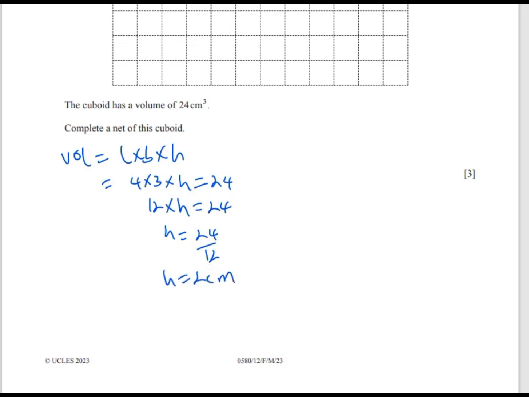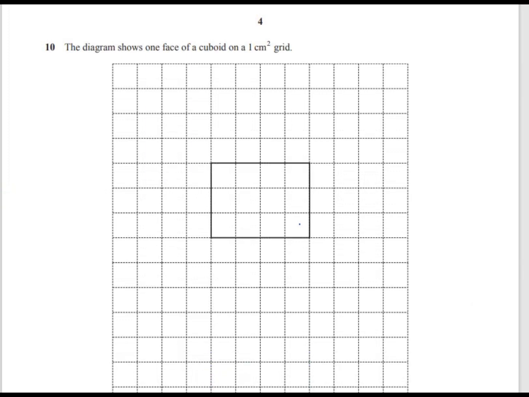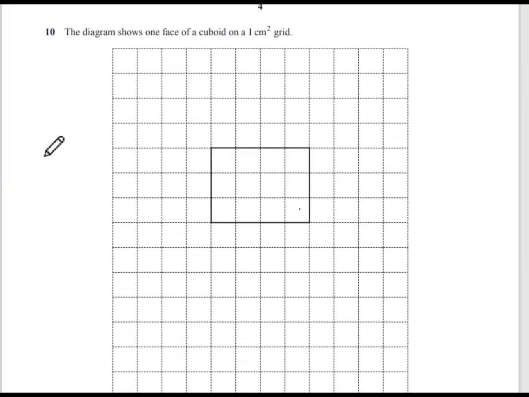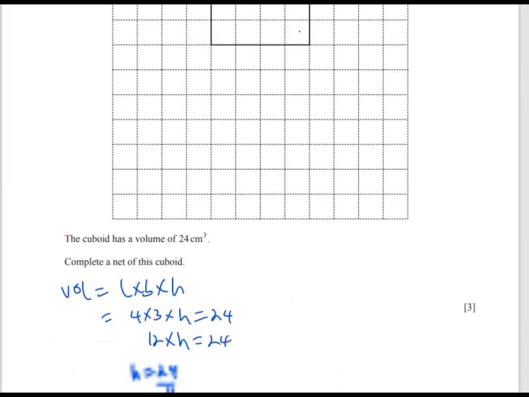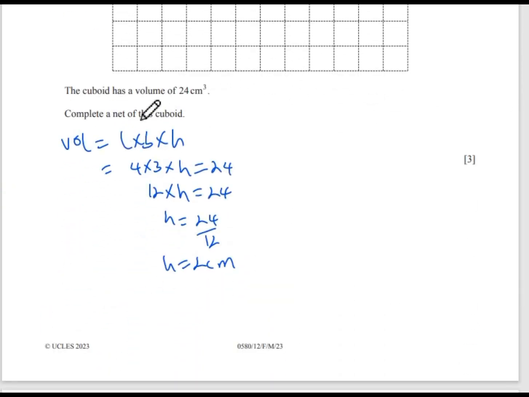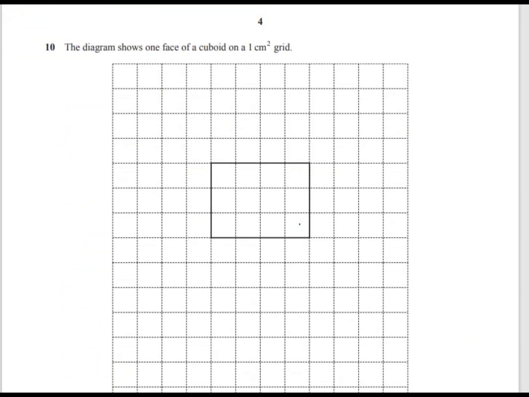Now let's sketch this cuboid to make it very easy for us to draw, because we are told to complete a net of this cuboid. So we need to complete a net of this cuboid. Let's sketch it first to make it very easy for us. This is a cuboid here.